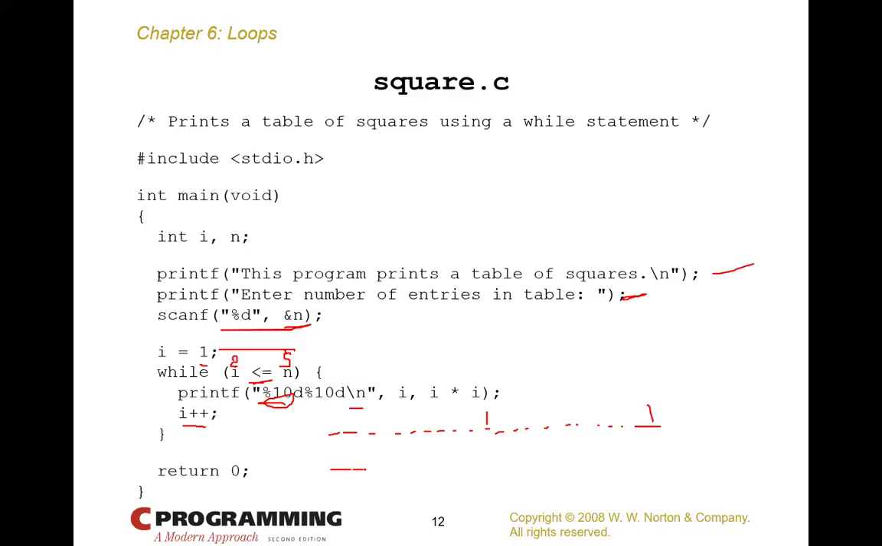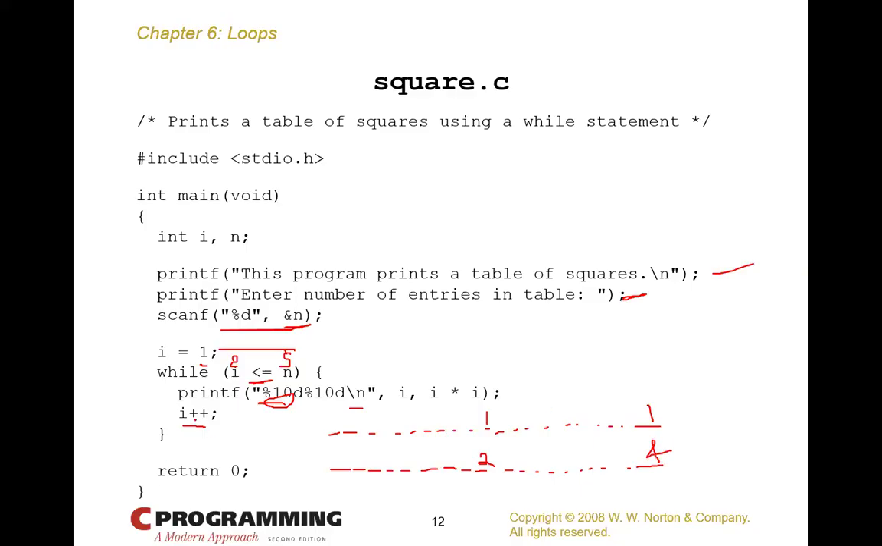So 1, 2, 3, 4, 5, 6, 7, 8, 9, 10. The space of 10. Now write I, which is 2. And then write I times I, 2 times 2, which is 4. So 2, 3, 4, 5, 6, 7, 8, 9, 10. Write 4.